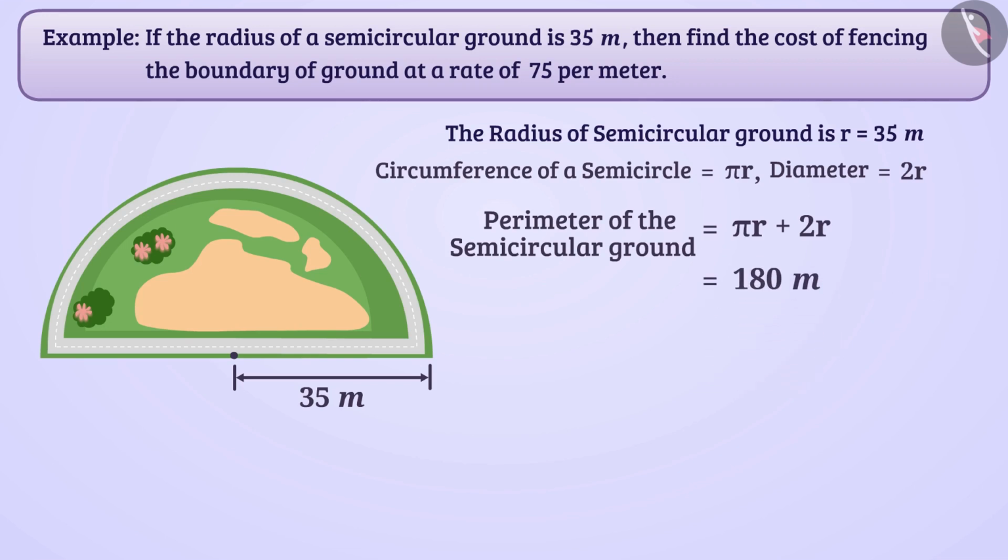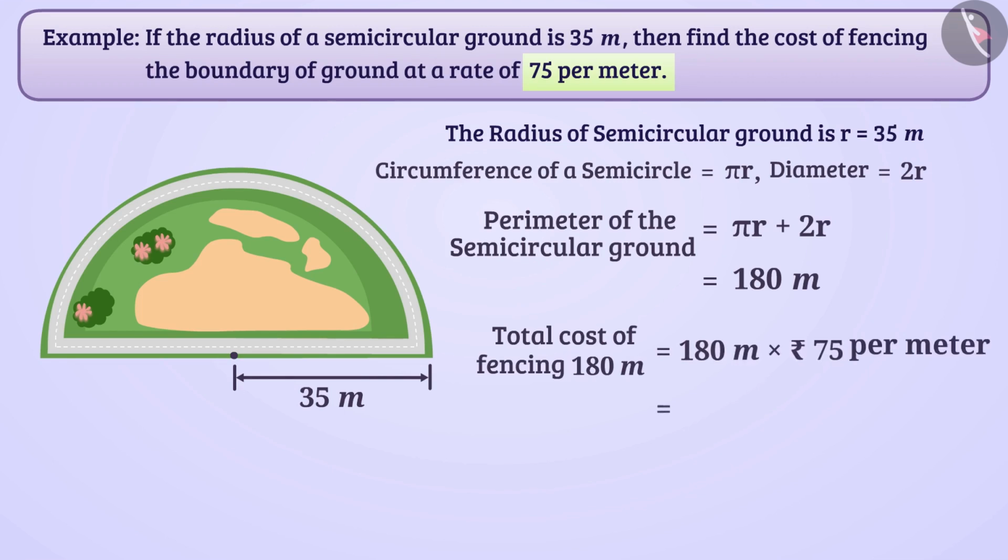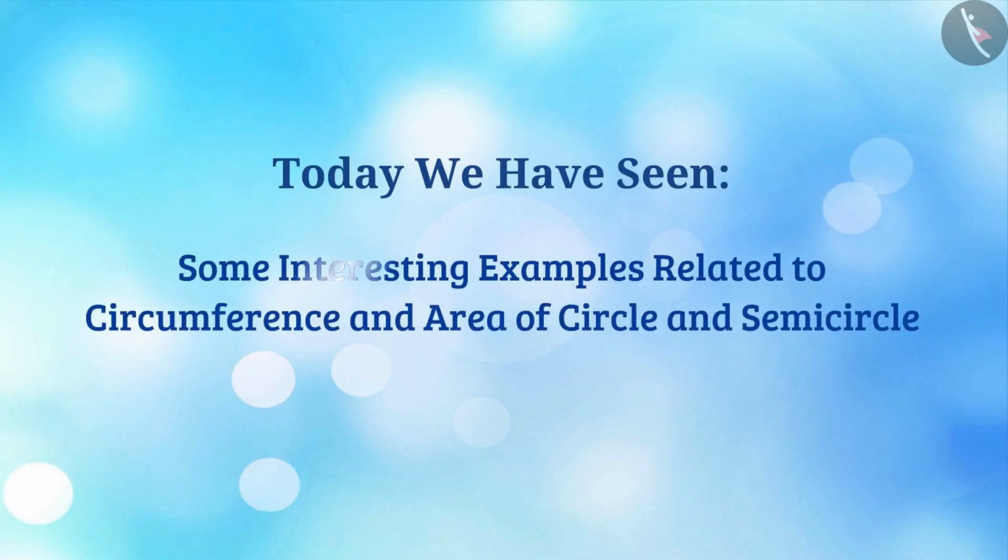Since the cost of fencing is rupees 75 per meter, therefore the total cost of fencing 180 meter will be 180 meter multiplied by rupees 75 per meter is equal to 13,500 rupees. Today we have seen some interesting examples related to circumference and area of circle and semicircle. In the next video, we will see some more examples related to this.